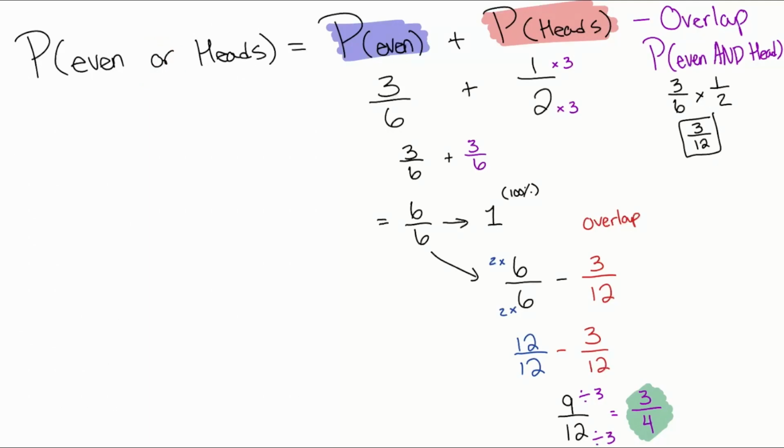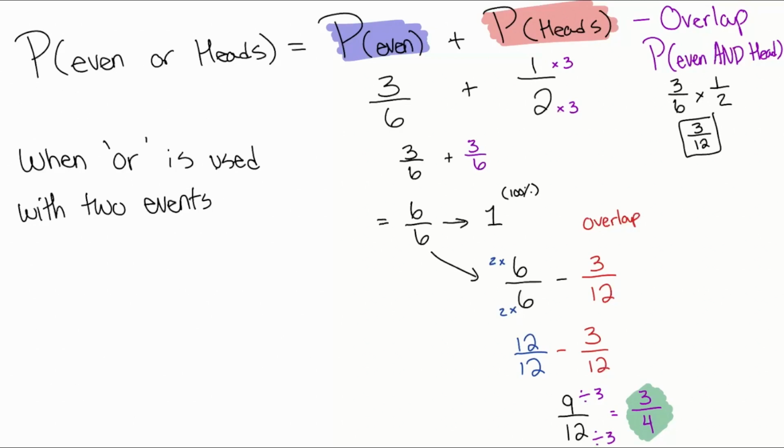All right. So when or is used with two events, this isn't like your standard one where, if we roll a dice, what are the odds that we get a 2 or a 5? That's very different. That's one event. You're trying to find out two possible outcomes from one event. This is two events where you roll a dice and you flip a coin.